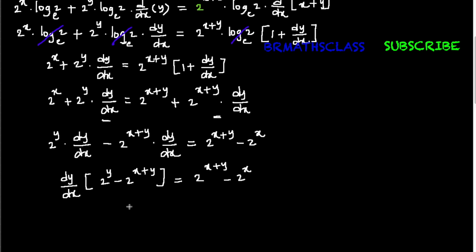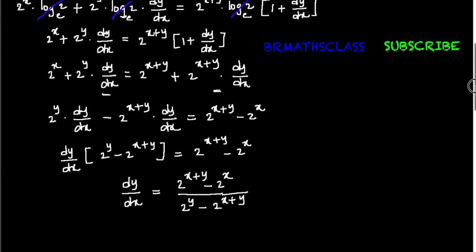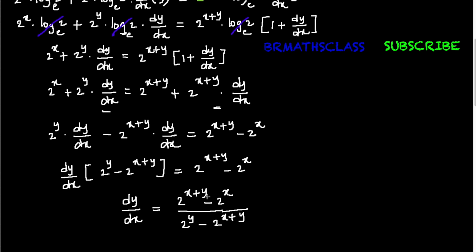From this you can easily write what is dy/dx. dy/dx is (2^(x+y) minus 2^x) whole divided by (2^y minus 2^(x+y)). So if 2^x + 2^y = 2^(x+y), then dy/dx equals (2^(x+y) minus 2^x) whole divided by (2^y minus 2^(x+y)).